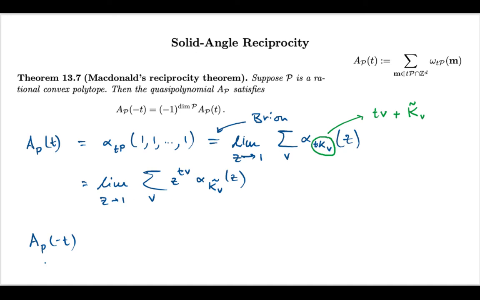One has to be a little careful arguing this, but essentially what happens, and this is really where theorem 13.6 that we just had on the previous slide comes in, you can realize, and again the details are in chapter 13, that this here becomes a limit of the solid angle generating function at 1 over z. But as z goes to 1, I don't care if I'm plugging in z or 1 over z, this will be my solid angle quasi-polynomial.